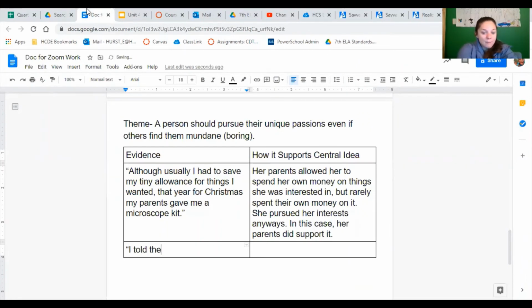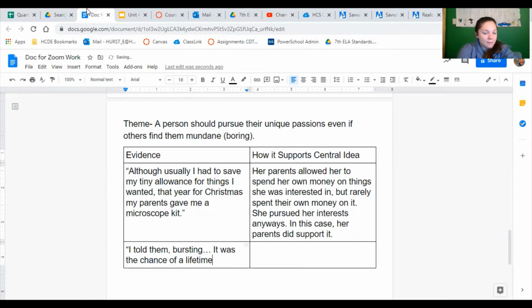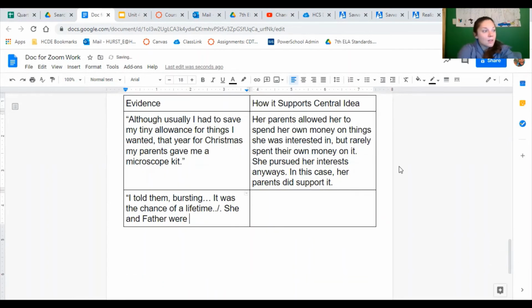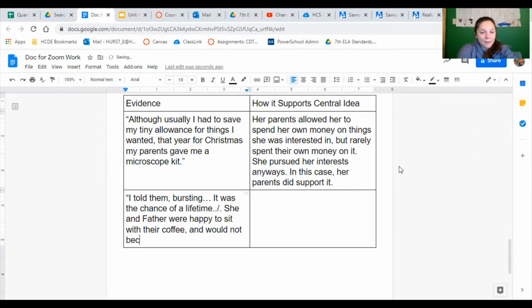So, I told them bursting, it was the chance of a lifetime. She and father were happy to sit with their coffee and would not be coming down. All right, I want you guys to take some time to explain how that supports the central idea. Pause me while you do it, and then I'm going to share my thought process.